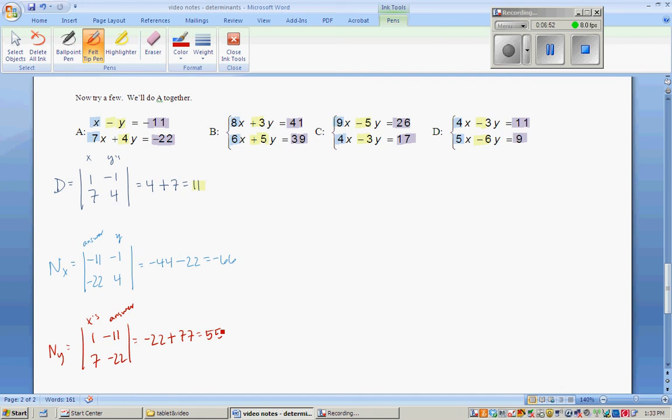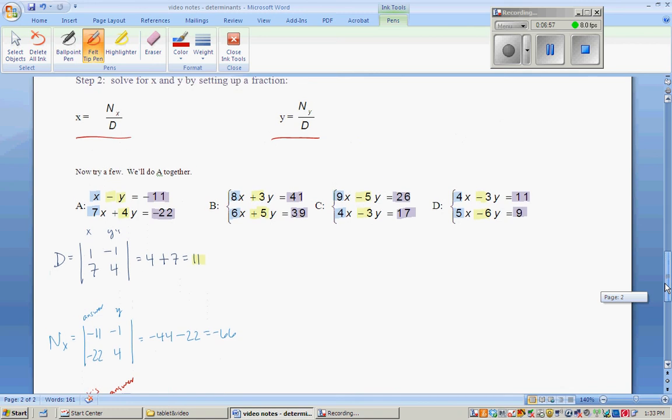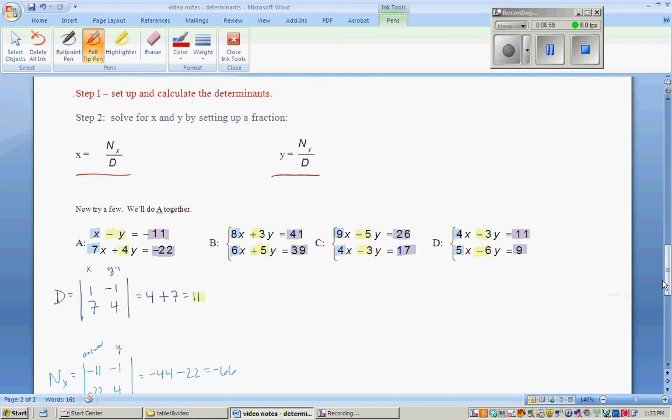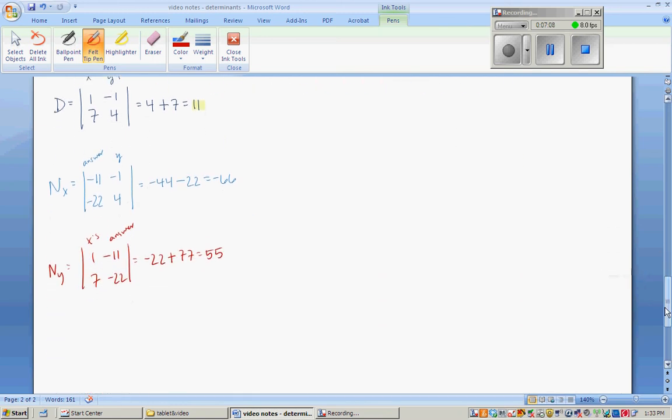How do all these things help us? Well, I'm going to take us just above this so we can kind of see this old thing. What you're going to do now is you're just going to put n sub x over D and reduce. So let's bring it down here. And x is going to equal -66 over 11. And y is going to equal 55 over 11. If you reduce those down, you get -6, 5. And that's your coordinate answer.